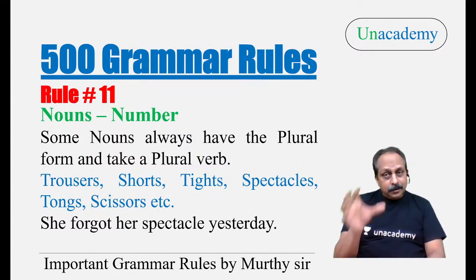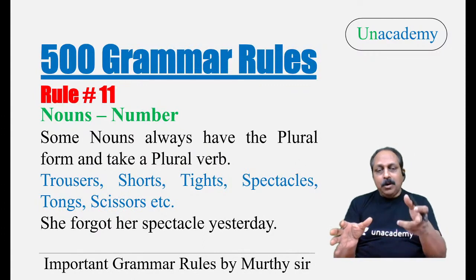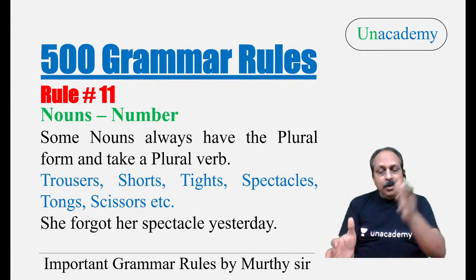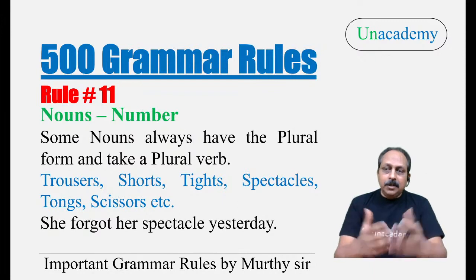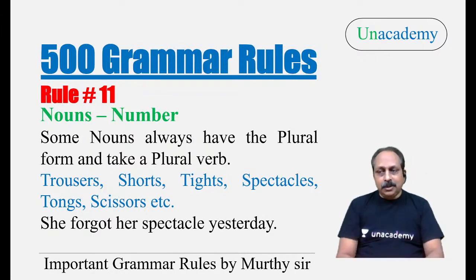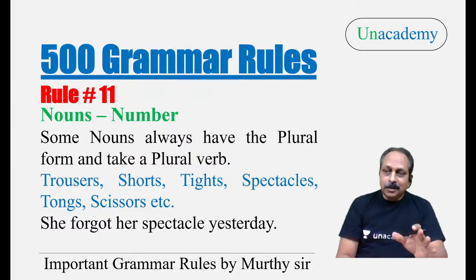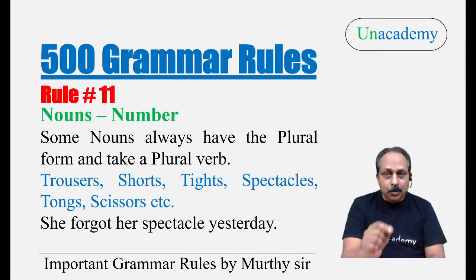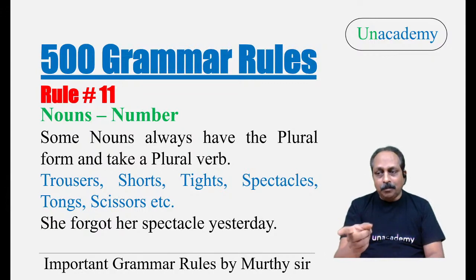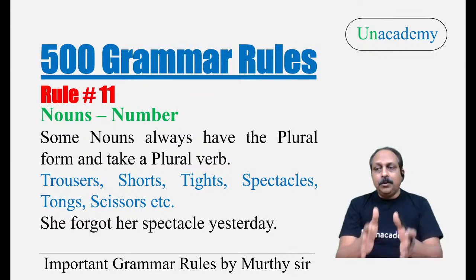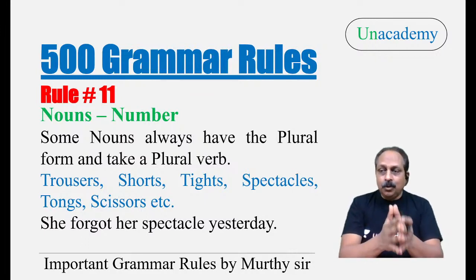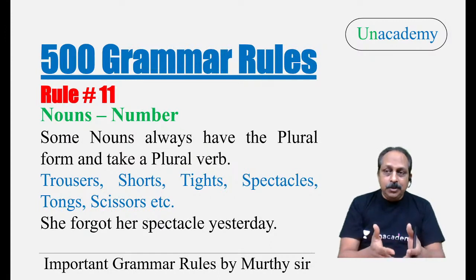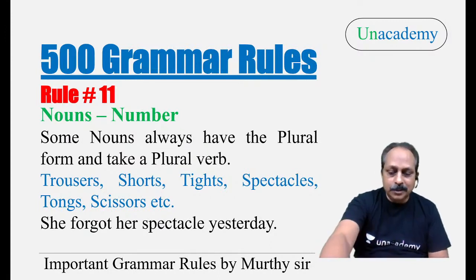What is the reason? Trousers is in the plural form. But what is the rule here? Always plural form. They always take a plural verb. Then what is the right sentence? Where is my trousers? Not correct. Where are my trousers? We have to use a plural verb and the word should be in the plural form. Please listen very carefully. Some nouns always have the plural form and take a plural verb. Underline plural verb. So where is my trousers? Wrong. Where are my trousers?